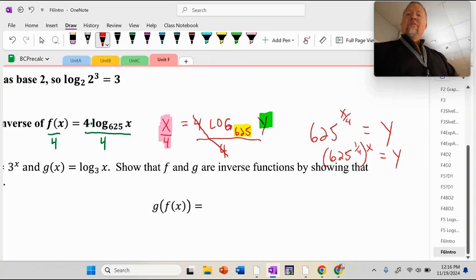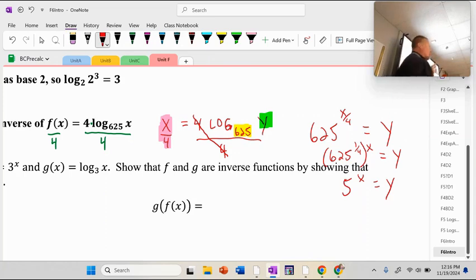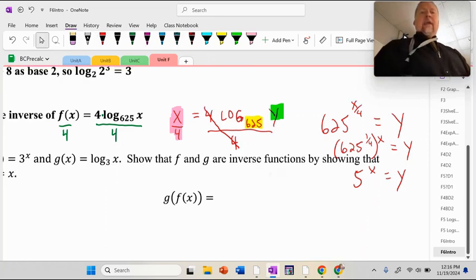3, 2, 1, go. 5. You don't know that? I think we had some of those evaluations yesterday or the last couple days, bringing numbers up to some big powers. Remember that one? Write 4 different ways of getting 4 as an answer. That should have been one of your 4. 5 to the 4th.